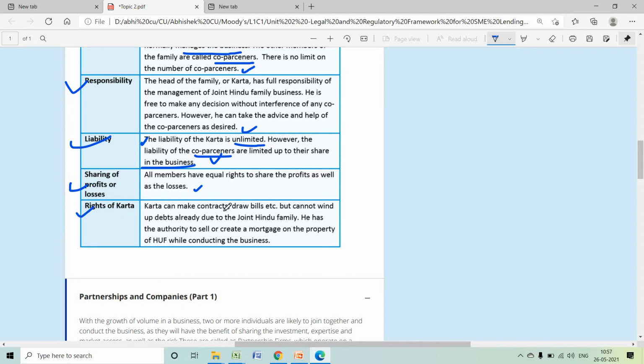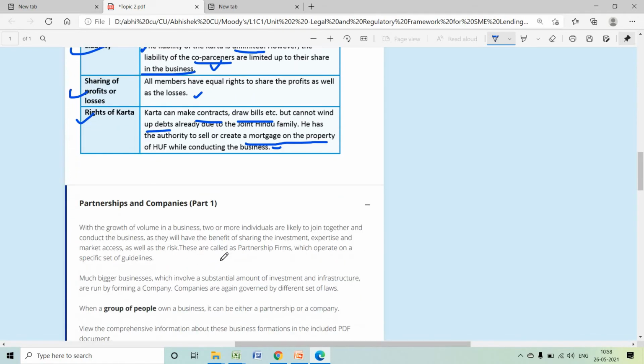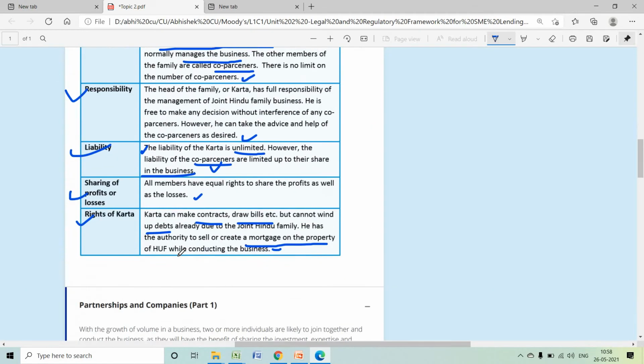Now, rights of Karta. Karta can make contracts, draw bills, etc., but not wind up debts already due to the joint Hindu family. So, he can make contracts, he can draw bills on behalf of Hindu undivided family, but he cannot wind up debt. He cannot close debts which are already due on Hindu undivided family. He has the authority to sell and create a mortgage of the property of HUF while conducting the business. So he can mortgage the property also on behalf of Hindu undivided family. So this is about HUF, right?